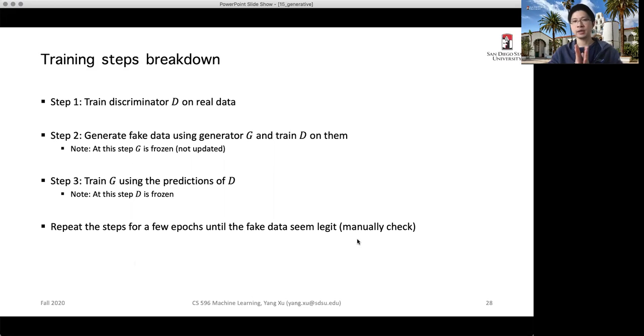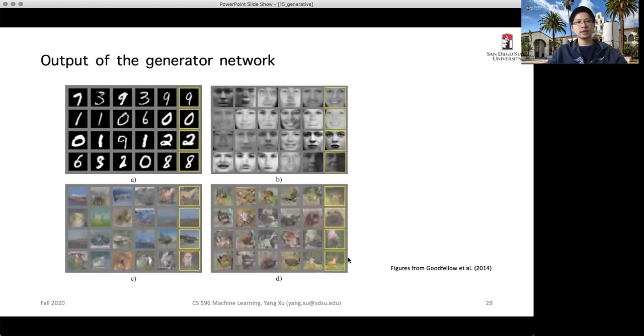We repeat these steps for several epochs until the fake data seem legit or acceptable. That requires some human knowledge. We need to look at the generated output ourselves. For example, in the initial work from Goodfellow, in the handwritten digit example, all the pictures highlighted by the yellow frames are generated data. They are very good generated data that looks pretty authentic, right? They are animal faces, human faces, and handwritten digits. And the results from more recent years are even better.